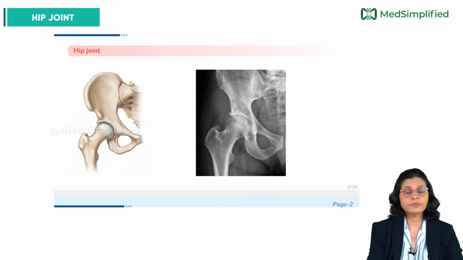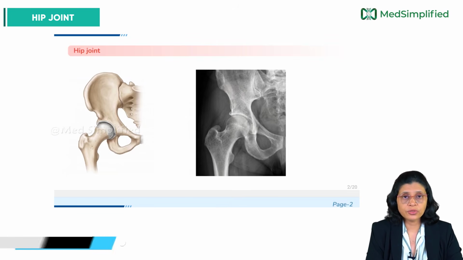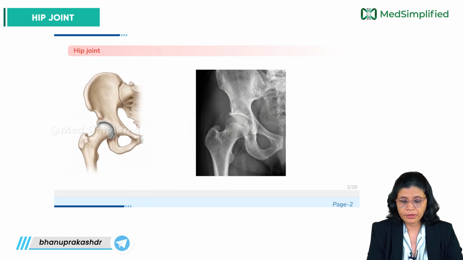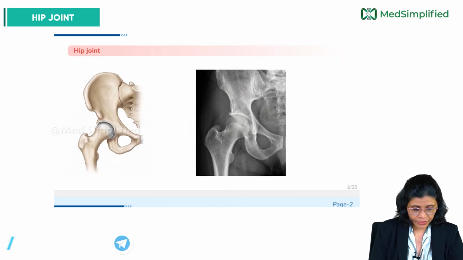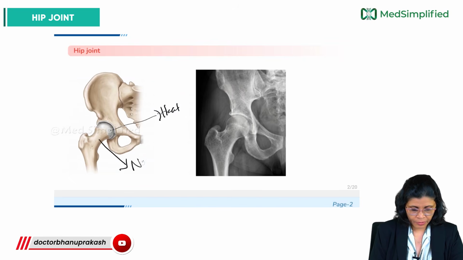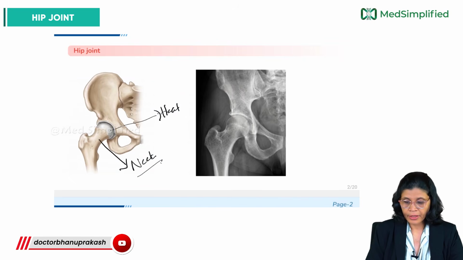The hip joint's main function is to support our body when we are standing, as well as to transmit the body weight to the head and neck of the femur. This is the head of the femur, and this is the neck of the femur.